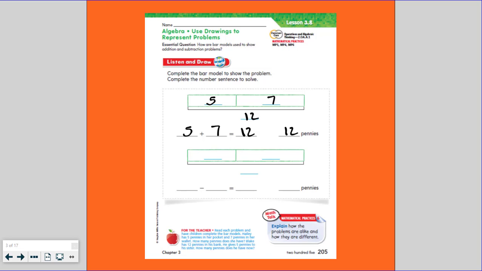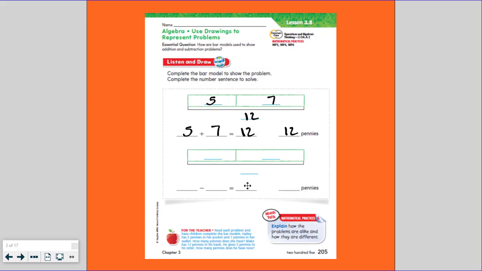So pause your video, see if you can figure out this bar model, okay, and think about how it relates to this bar model. Again, Blake has 12 pennies in his bank. He gives 5 pennies to his sister. How many pennies does he have now? So pause your video, work that out, and then we'll solve it together.